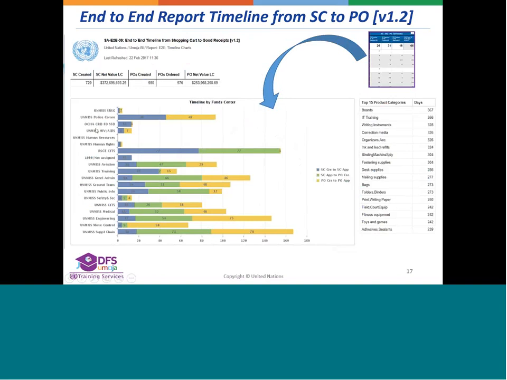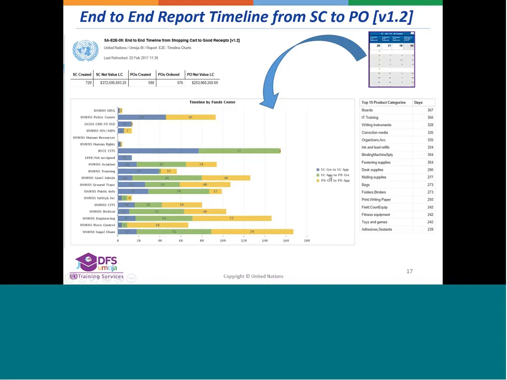For example, here in human rights, I have 3 days. In some other, like in public information, I have 29 days. In TEVE, CATS, it takes 77 days.